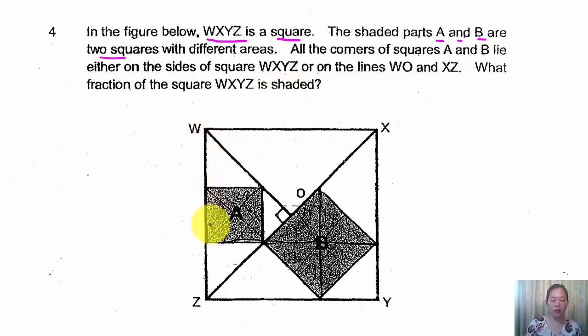So we can see that there's a square here with two smaller squares of different area. So what is the easiest thing to do? Let me just cut this up so that you can see more clearly. I'm going to cut this into 9 squares.